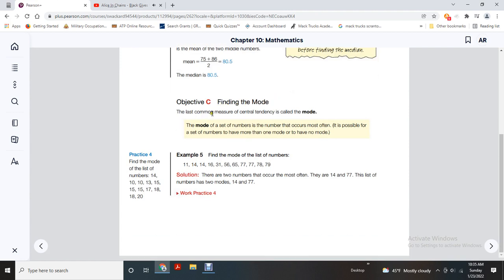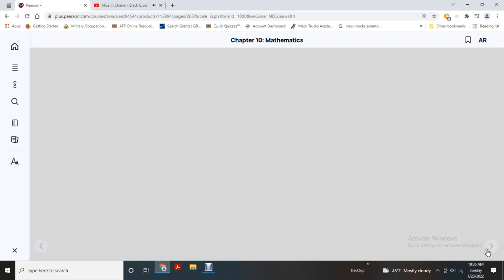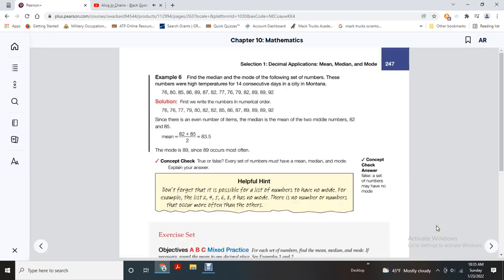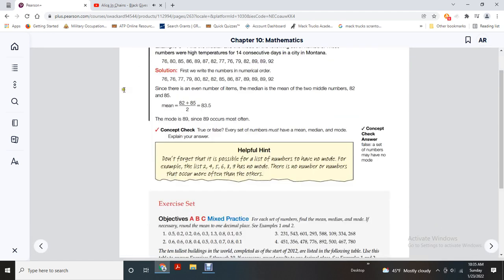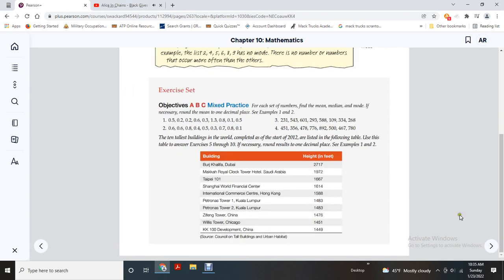Objective C, find the mode. The last common measure of central tendency is the mode. The mode is the number that occurs the most often. It is possible for a set of numbers to have more than one mode, or to have no mode. And it shows examples and an exercise set.